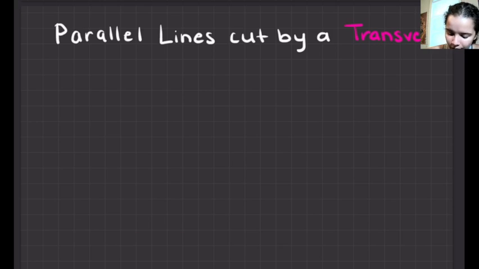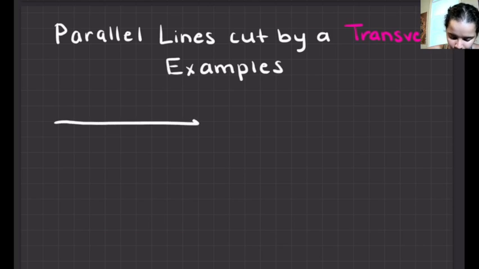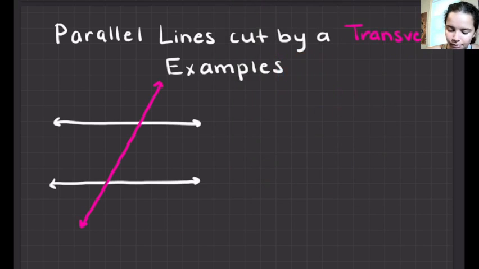So parallel lines cut by a transversal, and we're doing examples today. So let's go ahead and draw that out. As you guys know, parallel lines are two lines that do not touch or do not intersect. And a transversal, which is that pink line that I just drew right now, is pretty much just a line cutting through parallel lines.